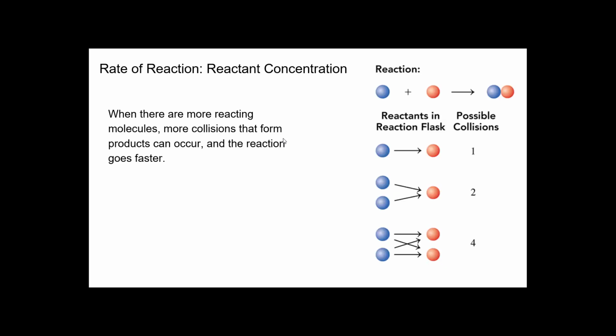So let's take a look at this one. This is rate of reaction involving reactant concentration. When there are more reactant molecules, more collisions that form products can occur and the reaction goes faster. So basically, increasing the concentration of reactants means that they have more opportunity to collide with each other because there's more of them.